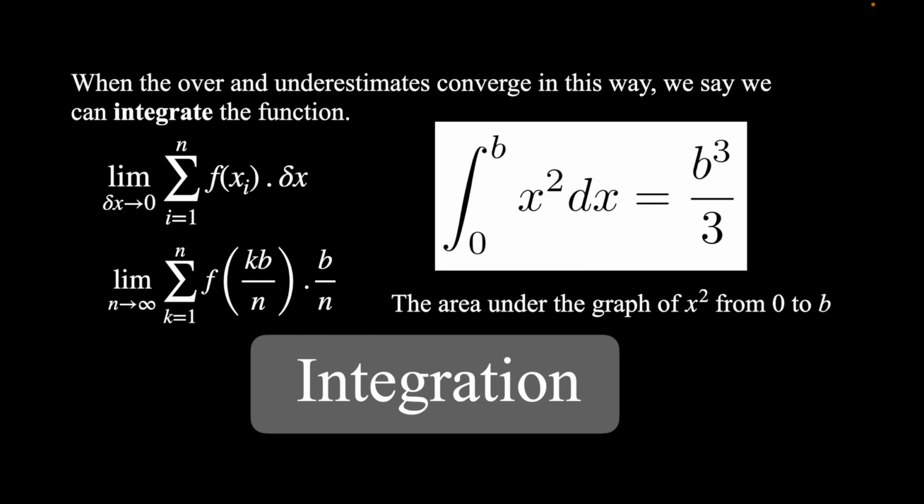One interpretation is we're finding the area under a curve. So if we want an answer to our original problem, for example, if we're looking at the area from 0 to 6, we'd plug in 6 here. 6 cubed is 216, divided by 3 is 72. So we get an exact area under x squared from 0 to 6 of 72 units squared.